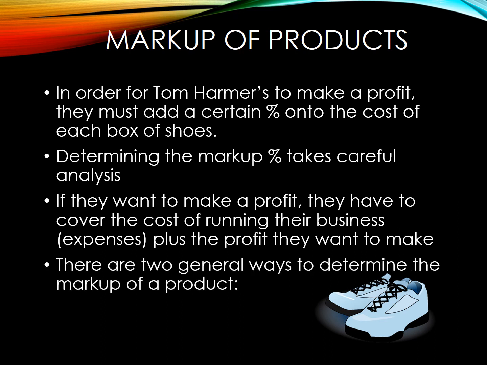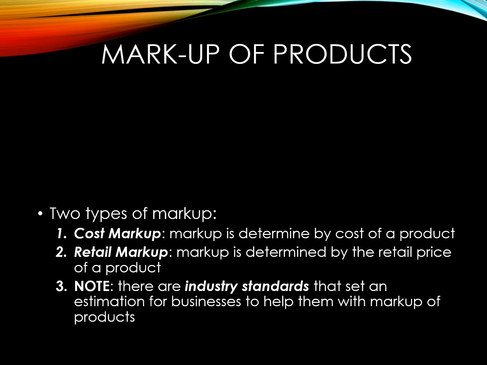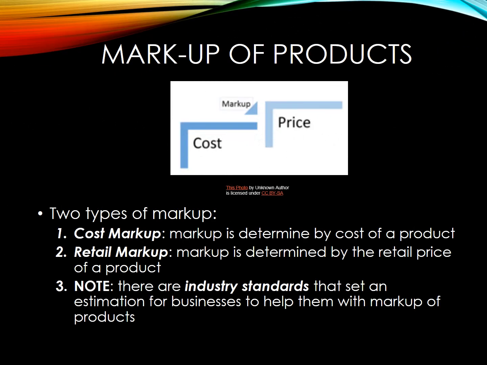There are two general ways to determine the markup of a product: cost markup and retail markup. Cost markup is markup that is determined by the cost of a product. Retail markup is the markup that is determined by the retail price of a product. Note, there are industry standards that set an estimation for businesses to help them with markup of products.